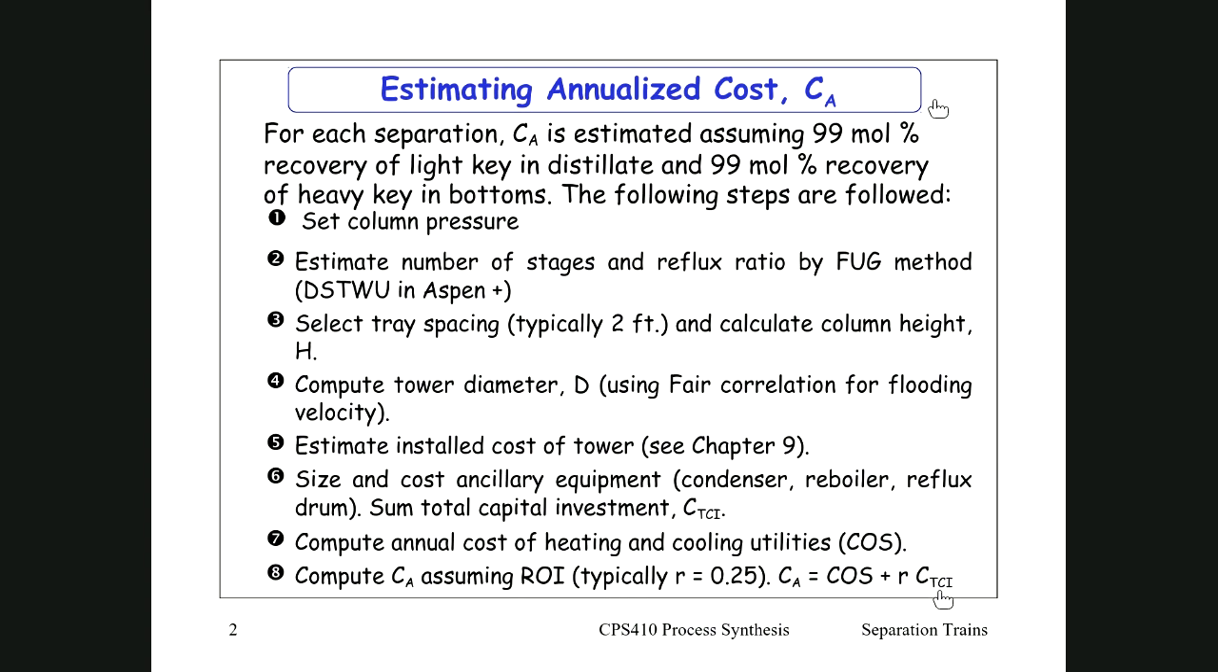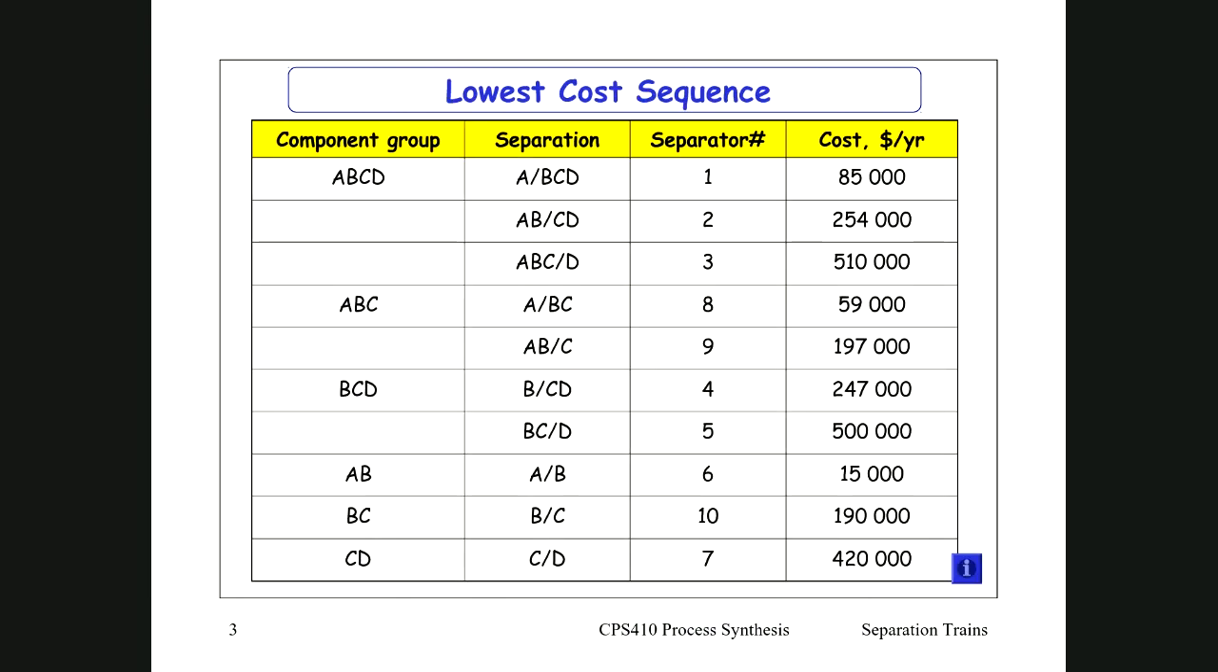So if you pay that over 4 years, that means R is 0.25. That's how much it'll cost you per annum. That's how much you can use per annum to work out an annualized cost for that distillation column. Right. So let's have a look at mixture A, B, C, D.